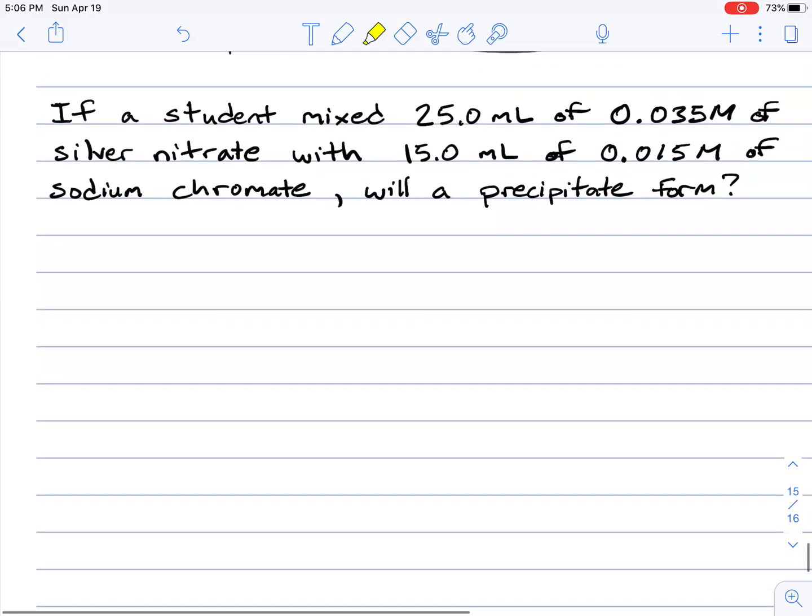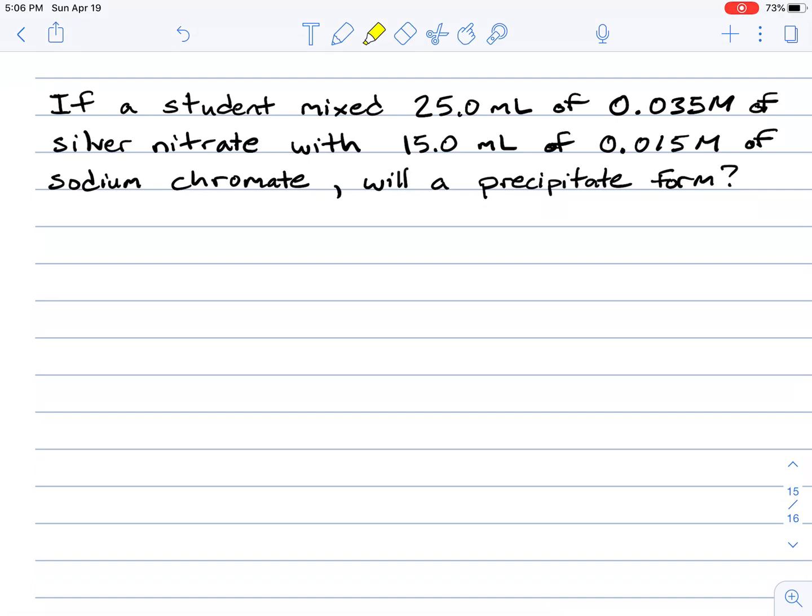All right, so let's go ahead and take a look at another example. Here, if a student mixed 25 milliliters of 0.035 molar silver nitrate with 15 milliliters of 0.015 molar sodium chromate, will a precipitate form? Okay. So this problem is not too complex, but it does involve a little bit more steps.